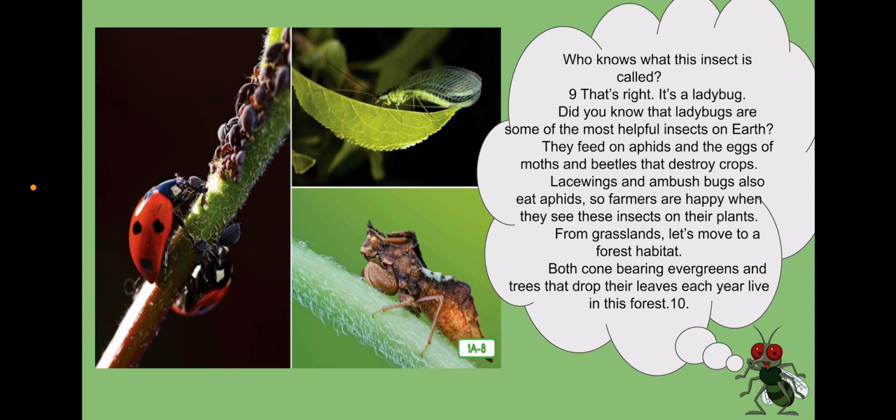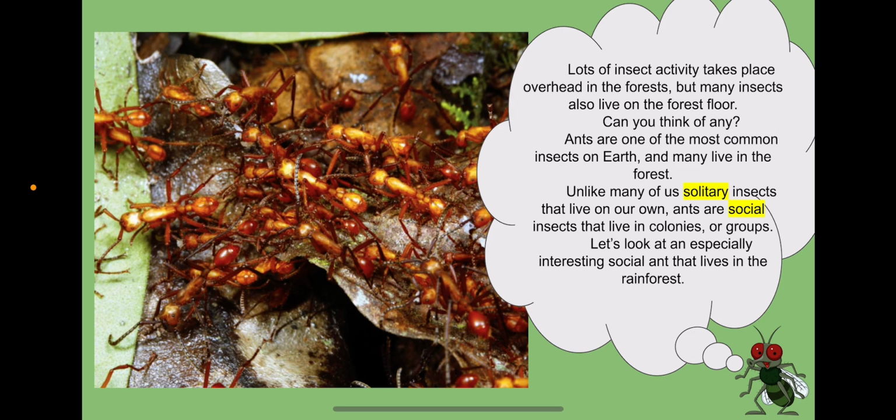Let's move on to the forest habitat. Both cone-bearing evergreens and trees that drop their leaves each year live in the forest. So we learned about those last time too with our life cycles. Lots of insect activity takes place overhead in the forest, but many insects also live on the forest floor. Can you think of any?